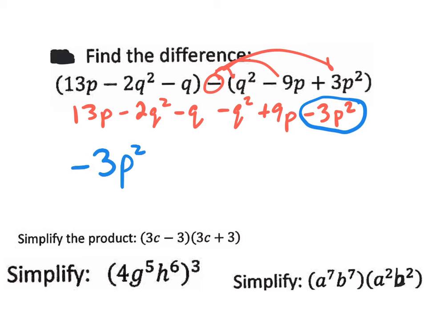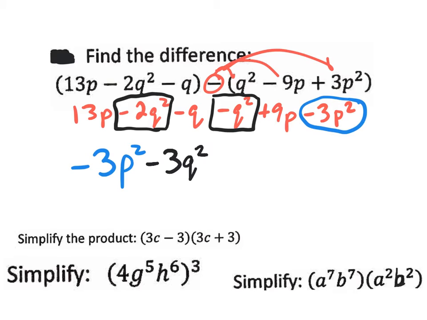I didn't combine it with anything. And then I move on to my q squared values. I have a negative 2q squared right there and a negative q squared right there. What that really means is I owe somebody 2 of these guys. I owe somebody else 1 more of those same guys. Right? So I owe $2. I owe $1. I'm going to owe $3. So minus 3, but instead of dollars, we have q squares, right?